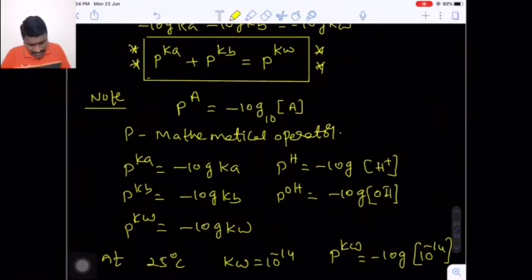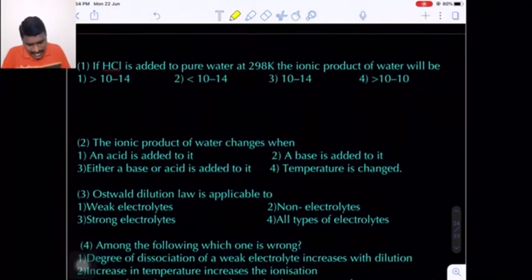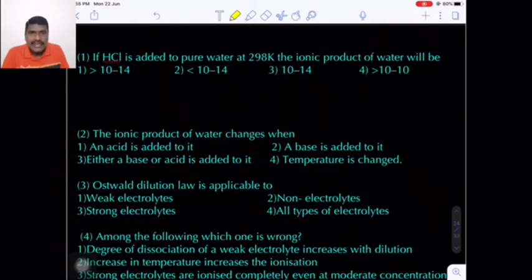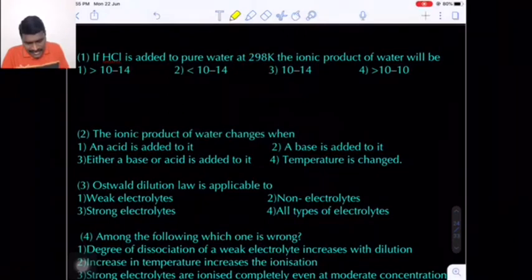Now, after completion of relation between the ionization constant of a weak acid, that is Ka, and its conjugate base, that is Kb, there are some problems regarding the dissociation constant, ionization of the electrolytes. The first one is, if HCl is added to the pure water at 298 Kelvin, do you know 298 Kelvin, that is the room temperature. Now the Kw value will be 10 raised to minus 14.